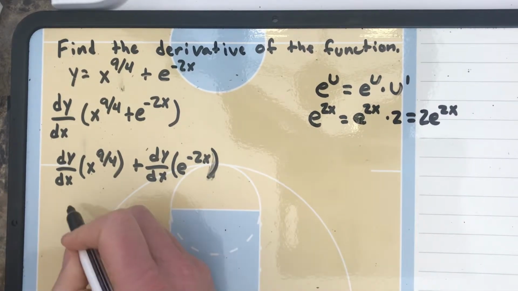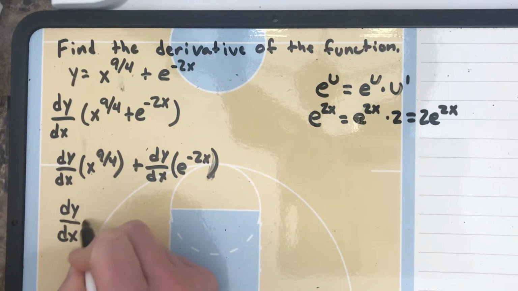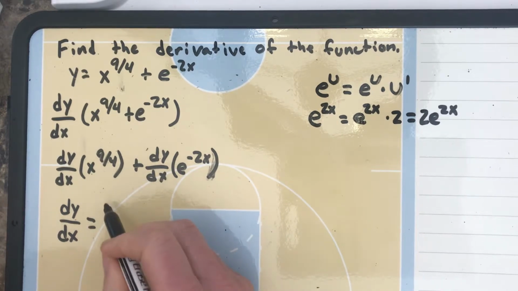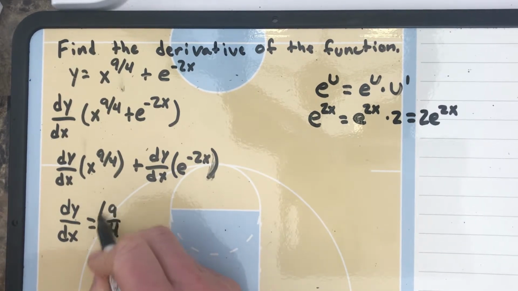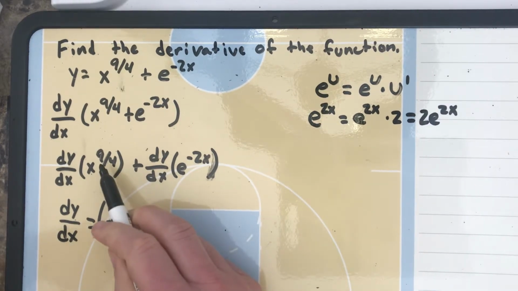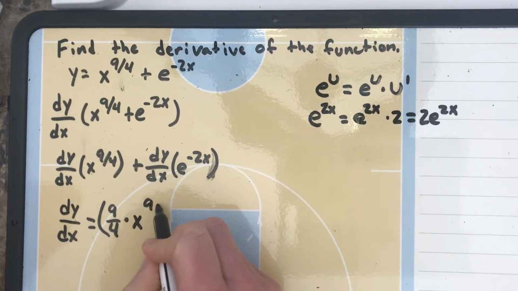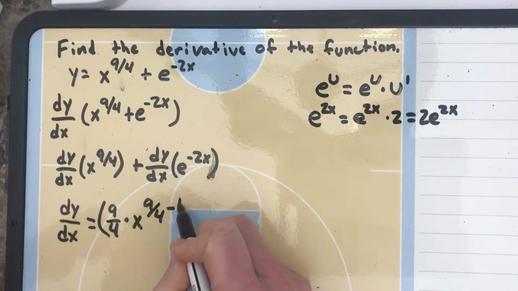So then I can say the derivative of y with respect to x is equal to, let's take the derivative of this, which is, let's see, that'll bring the 9/4 out front. So I have 9/4 times x to the, I need to take 9/4 and subtract 1 from it. So I'm going to write this as 9/4 minus, well, what's 1 with the 4 denominator? That's actually minus 4/4.